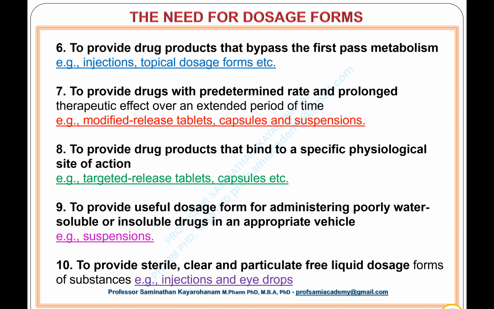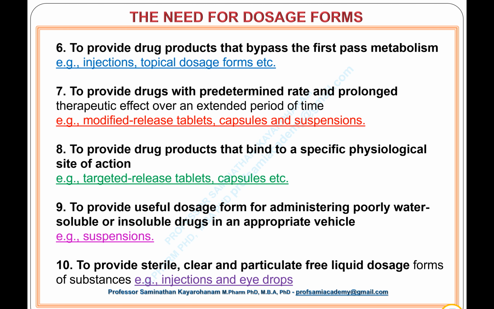6. To provide drug products that bypass the first-pass metabolism, for example, injections, topical dosage forms, etc. 7. To provide drugs with a predetermined rate and prolonged therapeutic effect over an extended period of time, for example, modified release tablets, capsules and suspensions. 8. To provide drug products that bind to a specific physiological site of action, for example, targeted release tablets, capsules, etc.